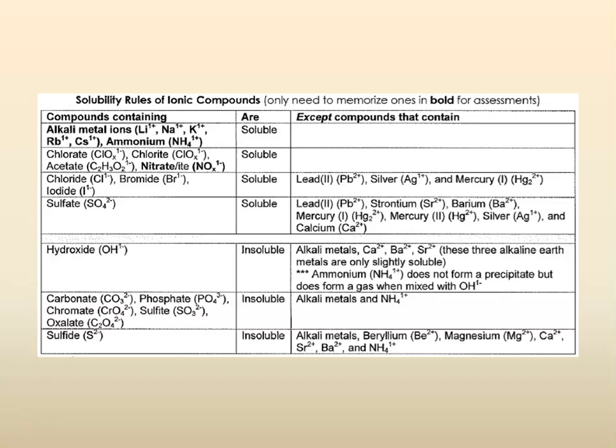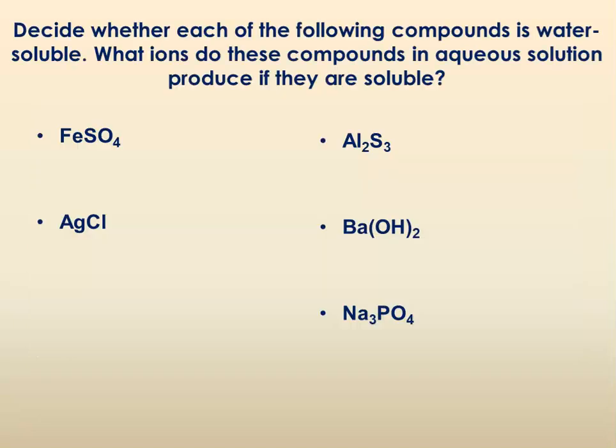With your carbonates, your phosphates, your chromates, your sulfides, and oxalates, the only exceptions are your alkali metals and ammonium. But with sulfides, you can bring in your group 2 alkaline earth metals as well, with the alkali metals and ammonium, to generate compounds that are soluble. But again, for the latter part of this chart, those are compounds that are primarily going to be insoluble, that are going to make precipitates. So we can use our chart to determine whether each of these compounds are going to be soluble or insoluble in solution. If they are soluble, we are to determine what ions they would generate.